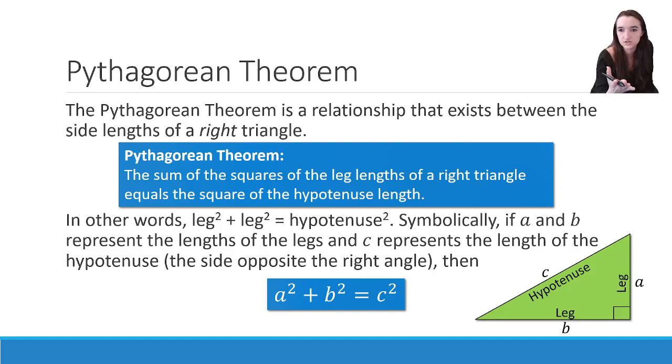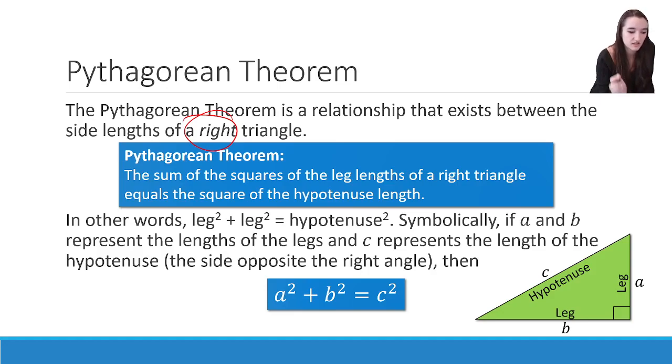Now the next equation we're going to look at is the Pythagorean theorem. The Pythagorean theorem is a relationship that exists between the side lengths of specifically right triangles. Not all triangles, but only right triangles. There is a version of this for non-right triangles, but it is not something that's going to be covered in this class. So this only works if we're talking about a right triangle.